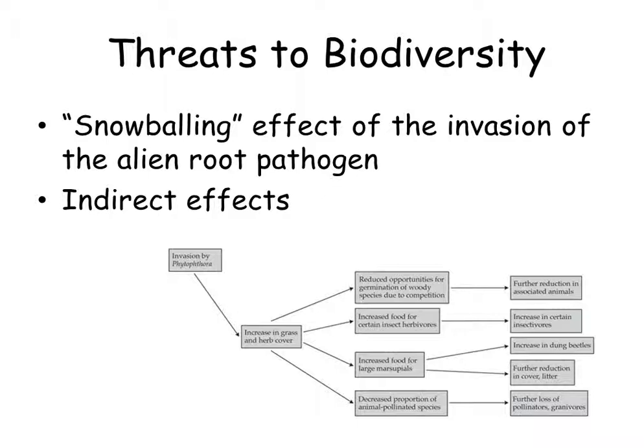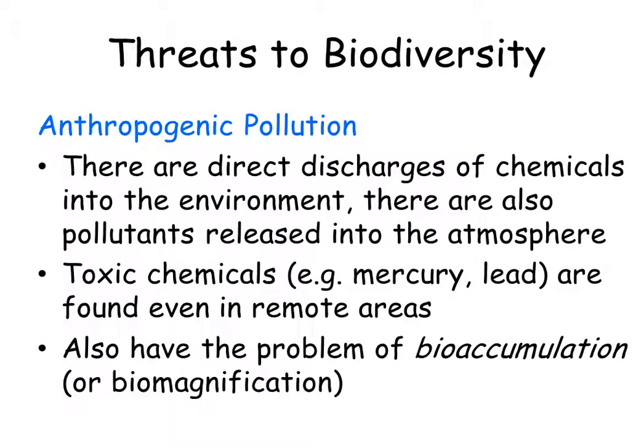Indirect effects basically function the same way. It increases the grass and herb cover, and then germination of woody species goes down, increased food for certain insect herbivores, increased food for large marsupials, decreased proportion of animal pollinated species, and then that moves over to further reduction in those animals, increase in certain insectivores, increase in dung beetles, further reduction in cover and litter, further loss of pollinators or granivores.